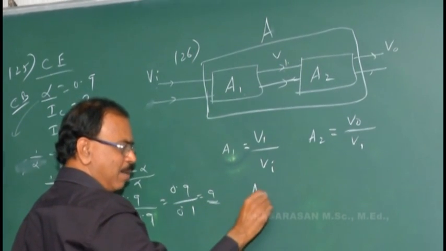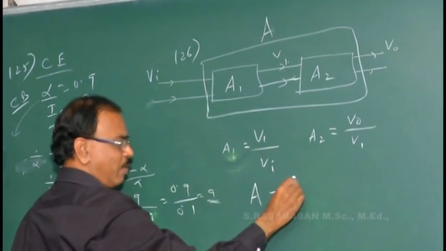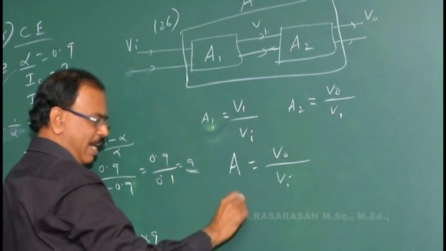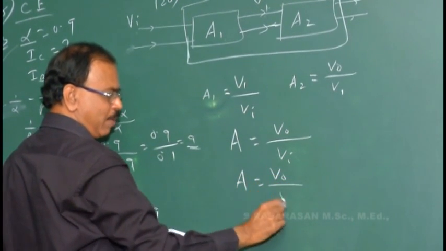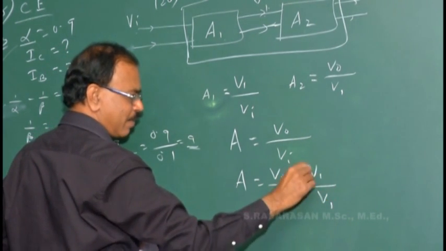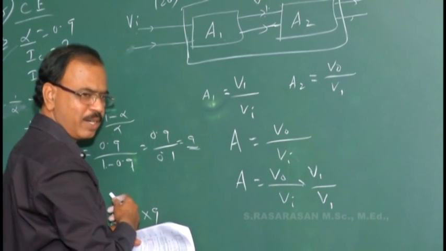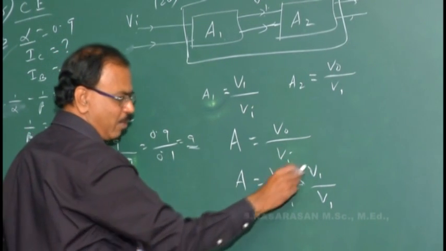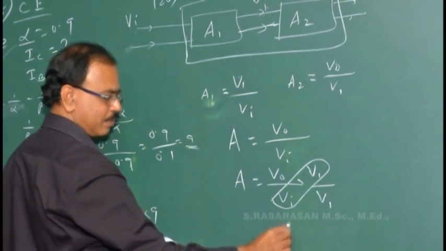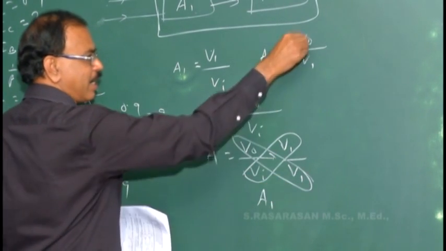Then what is the gain of that amplifier? A is equal to final output by initial input, VO by Vi. I can write this equation as VO by Vi as V1 by V1, nothing wrong. This V1 by Vi can be written as A1. This VO by V1 can be written as A2.